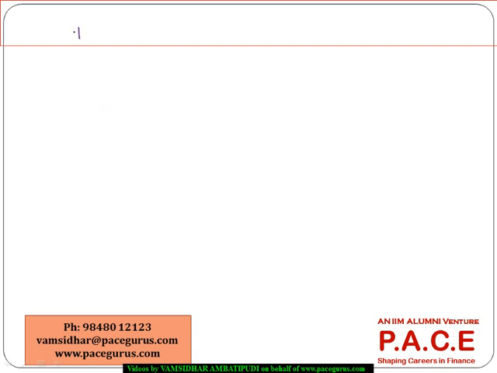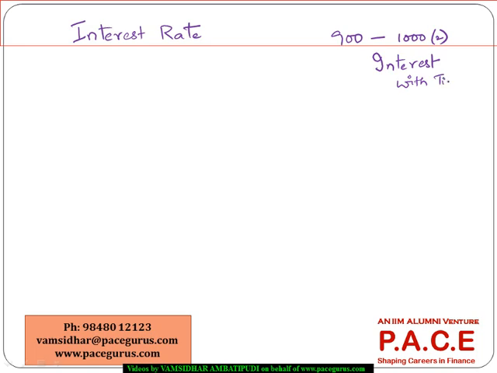The key driver in this entire time value of money is the interest rate. Right, in all the calculations, when I say that I have deposited 900 today and I am getting 1000 after 2 years, whatever additional amount I have got is purely because of the interest. Money carries interest with time. As time passes, money carries interest.